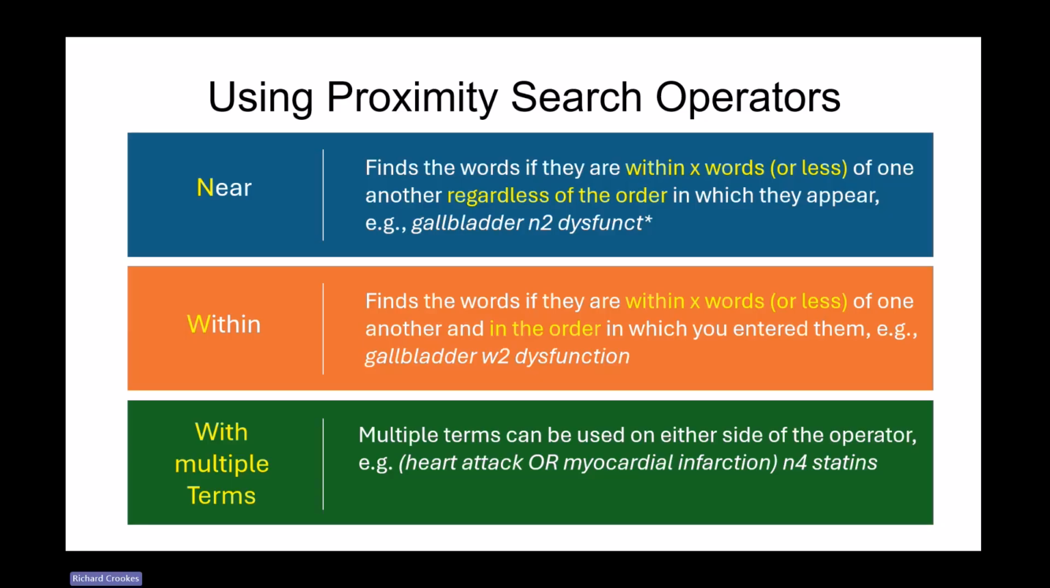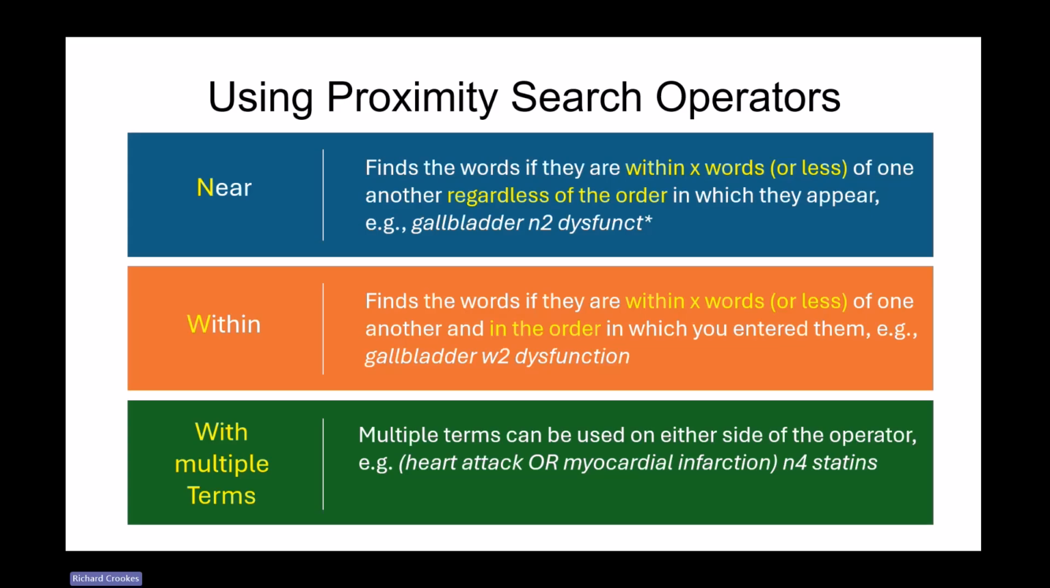So that means you will find heart attack or myocardial infarction near 4 words or less of statins, plus you would find statins near 4 words or less of heart attack or myocardial infarction. Okay, comment from Kate there. In that instance, so related to using W0, would you just use double quotes instead? I would typically use double quotes.